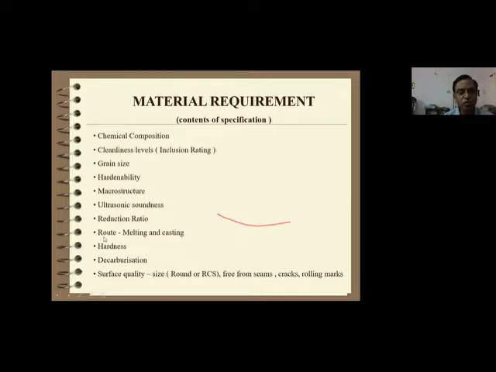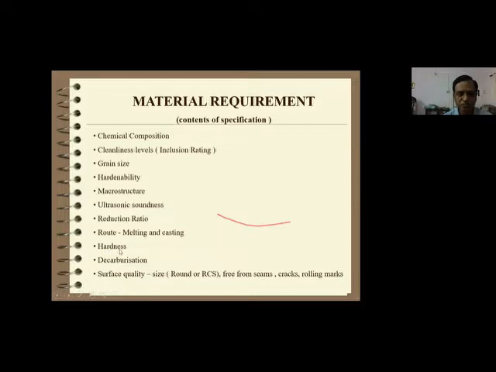Then coming to the route of the material, that is melting and casting, whether a continuous cast material is acceptable or only the ingot route is required. For certain applications like big crankshafts and some other critical applications, some customers prefer only the ingot route. So this route is also very important for selection of the process.